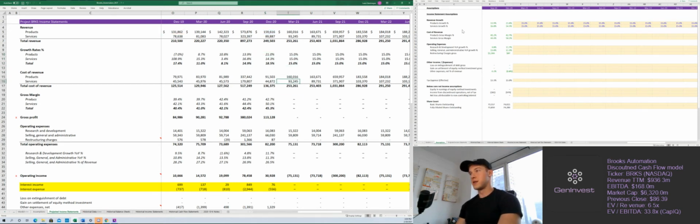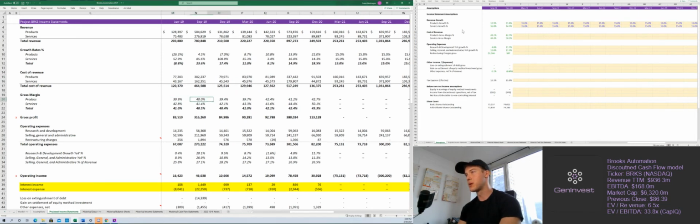Here we are in cost of revenue. So now we'll jump into the next part of this income statement. We've got revenue. What are the cost of goods sold related to that revenue? Well, historically, we see that both operating units are running at something like 40% gross margin.